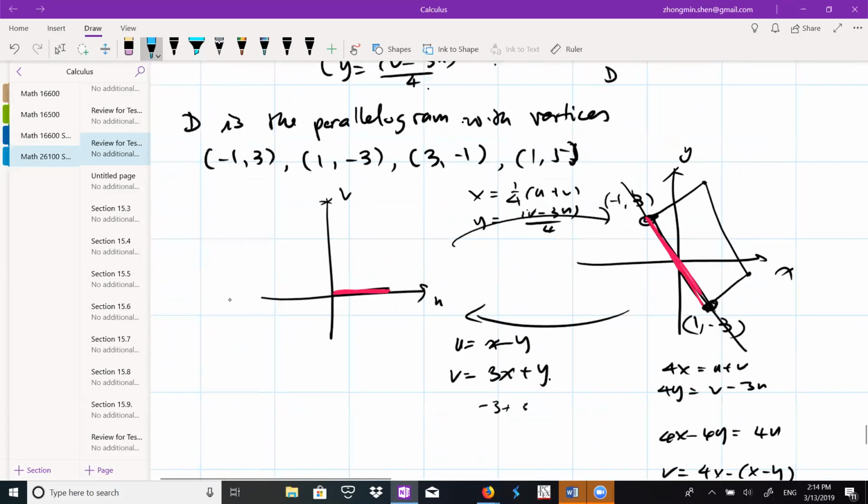And the same here. Let's try this line. This is a point 3, -1, here's 1 and 5. So when x equals 1, y equals 5, so v is going to be 8. Okay, so v is going to be 8.